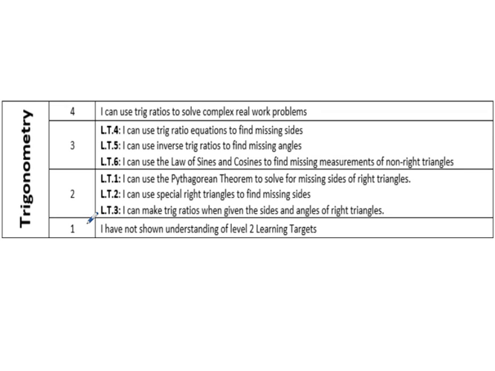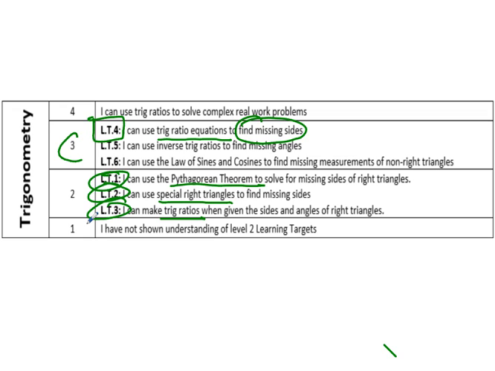Before we end, let's revisit our scale. So far, we have learned about the Pythagorean theorem. We've learned about special right triangles, and we learned how to make trig ratios. Today was learning target 4, and we were using trig ratio equations to find missing sides, which is the very beginning of our level 3 work.